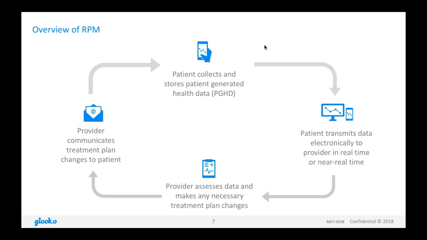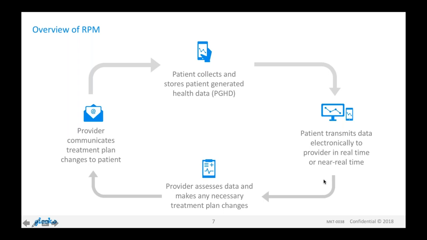Remote patient monitoring, I'm going to be using the term RPM to refer to that. I'm starting here at the 12 o'clock mark on this graphic, where the patient collects and stores what's called patient-generated health data. You'll see that now in the literature, they'll acronym it as PGHD. Then going to the right clockwise, the patient then transmits the data electronically to the provider in real time or near real time. And that transmission is done through a computer, a tablet, or a smartphone.